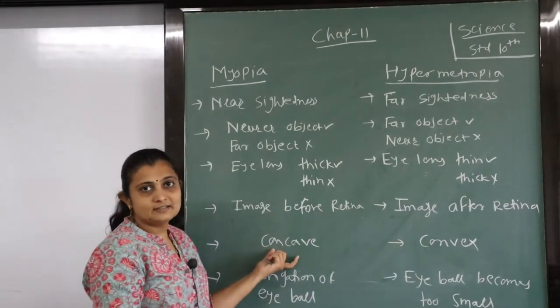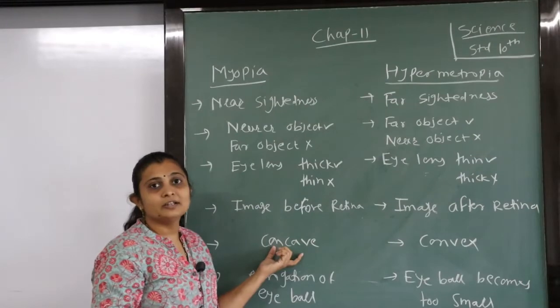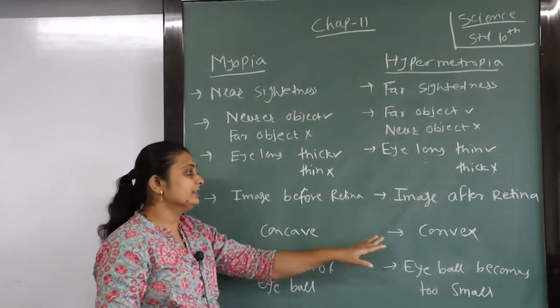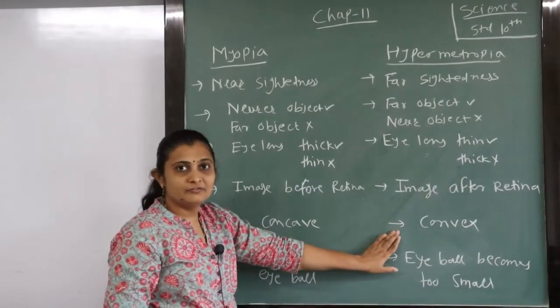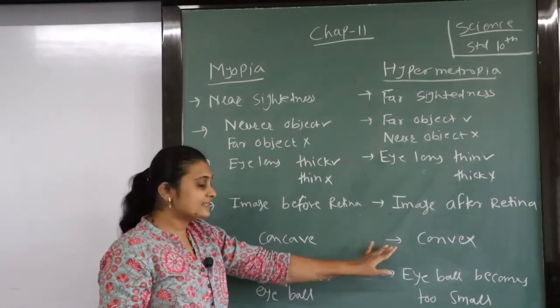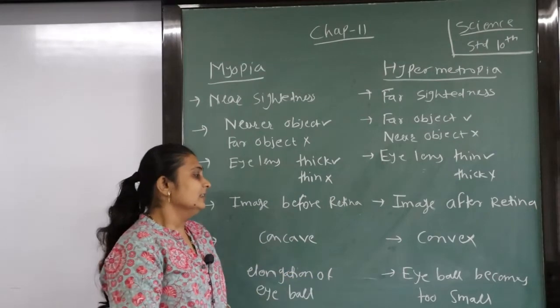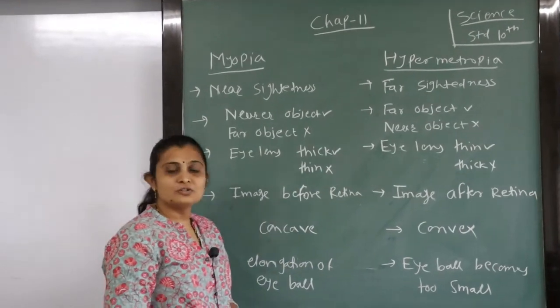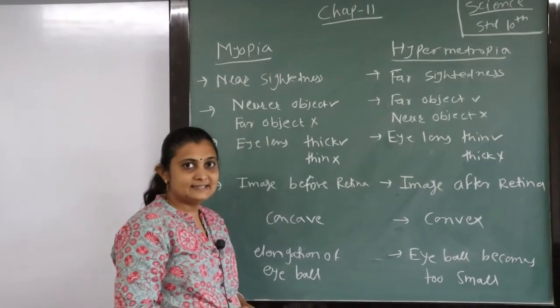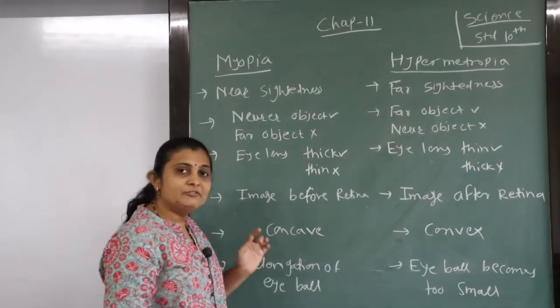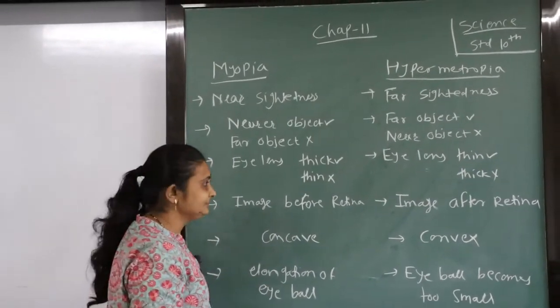Now, to cure this defect we can use a concave lens here, and to cure this defect we have to use a convex lens here. Now, what are the causes? Elongation of the eyeball, and here the cause is that the eyeball becomes too small. Now, the next disease is presbyopia. We will see that disease in detail.